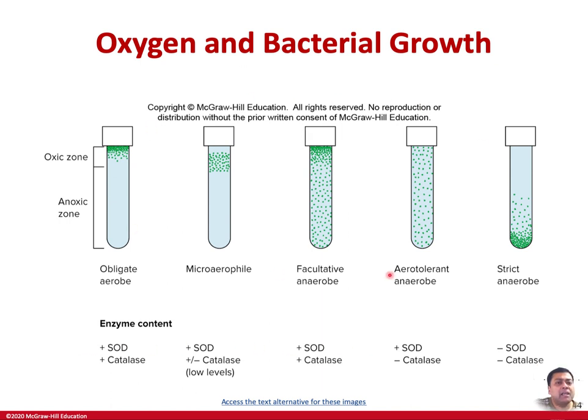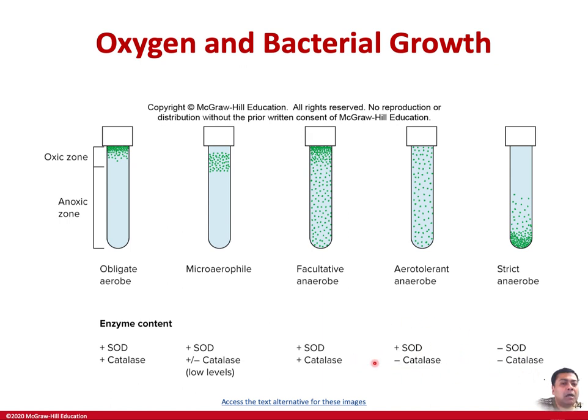But again, as I said, H2O2, or hydrogen peroxide, is still toxic. So you need a second group of enzymes which will convert it to either water and oxygen or just water. One group of enzymes is known as catalase. The catalase will convert the hydrogen peroxide, whereas another one is called plus minus catalase, with low levels. You also do have a catalase. Here you have none, without any catalase.